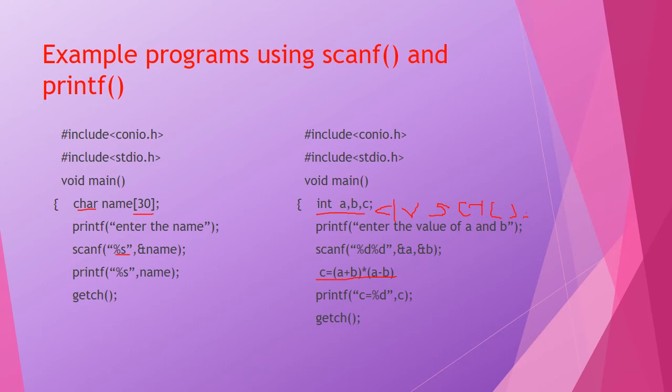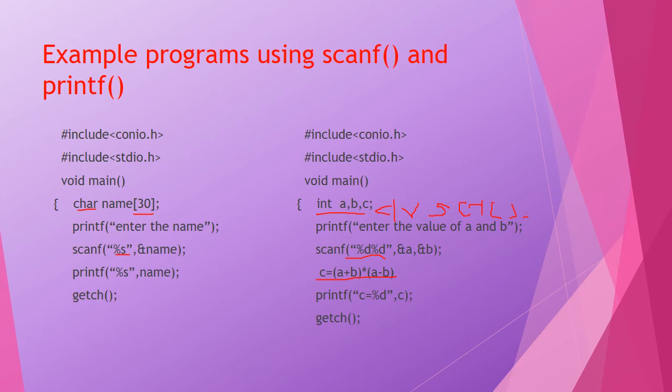To read it, I am using scanf, and you can see I have used two %d. What's the need for two? Because I am entering two values, right? There is no comma in between. I write %d %d. See, the control string is always in double quotes. Then a comma, and what are the values? A and b. So ampersand a, comma, ampersand b. Now I can give the equation. What is the equation? C equal to a plus b into a minus b.